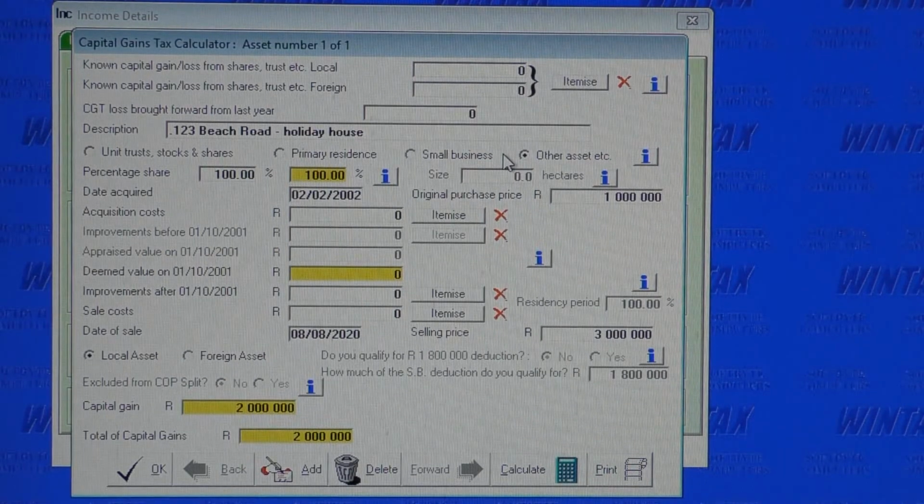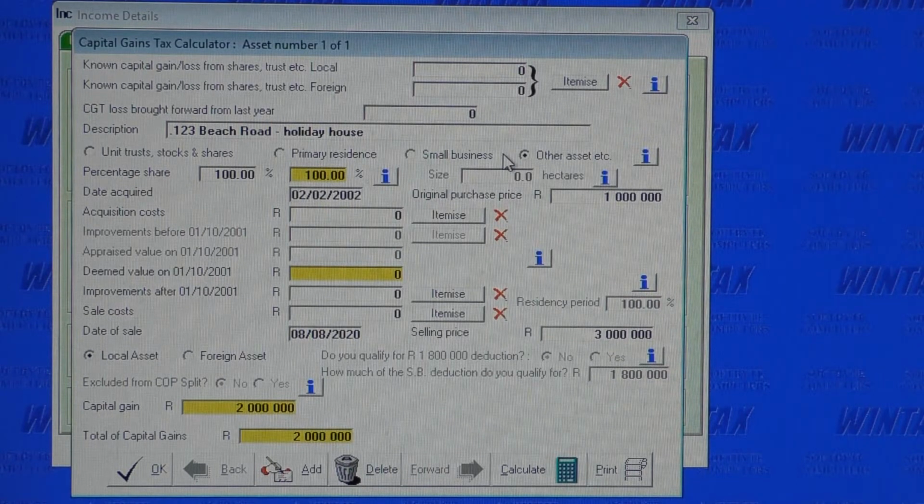Different exclusions and exemptions apply to the disposal of different types of assets, so the nice thing about this calculator is that we can simply select the different types of assets by clicking on these buttons, and all the appropriate laws will be applied. You can see that we've selected this particular asset as an other asset, as it is a second property as opposed to a primary residence or a small business sale.